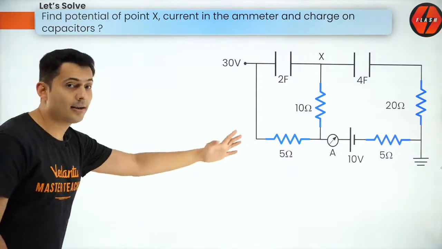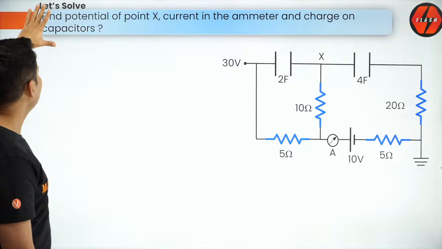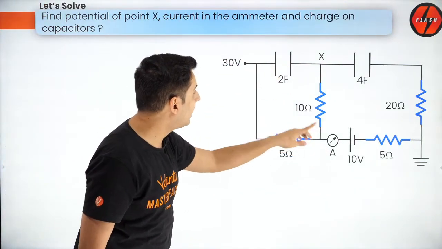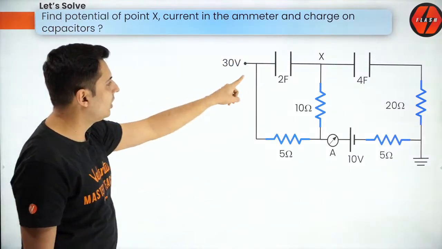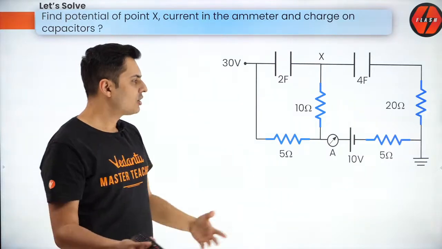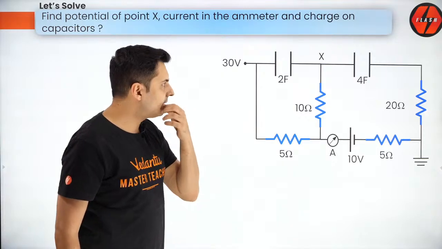Okay, so looks like a crazy problem, but hold on, we are going to see it. Find the potential of this point, find the current shown by the ammeter and the charge on these capacitors. So that's the question. Basically, you have to find out everything. So let's get to the point. So let's try to understand what and all is there in the problem.